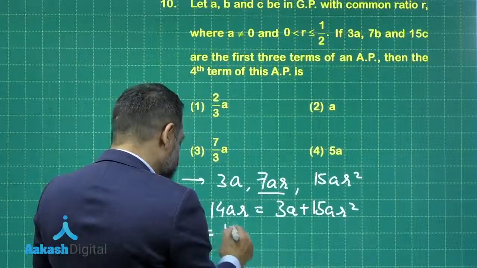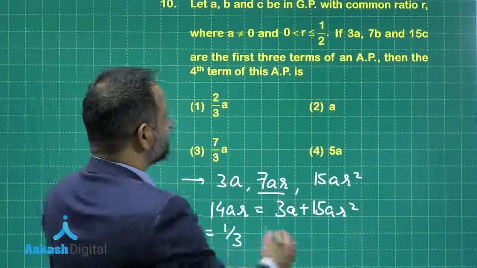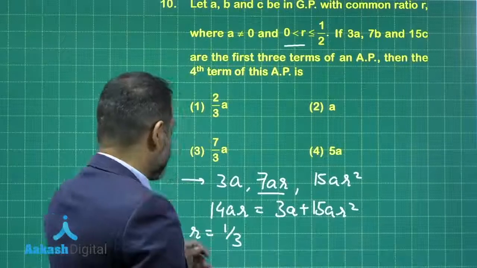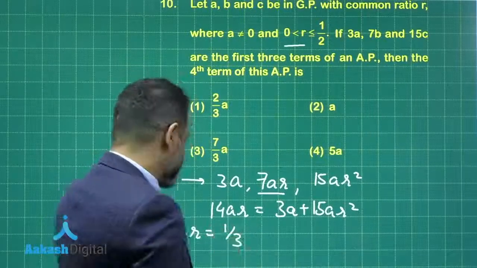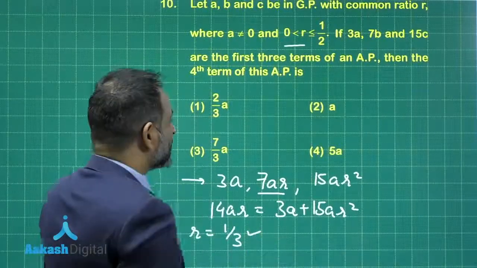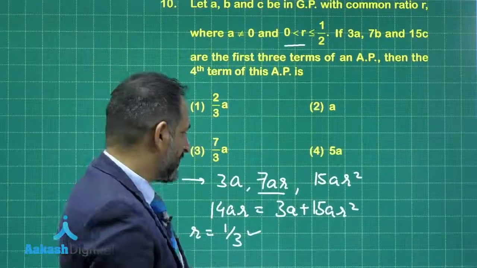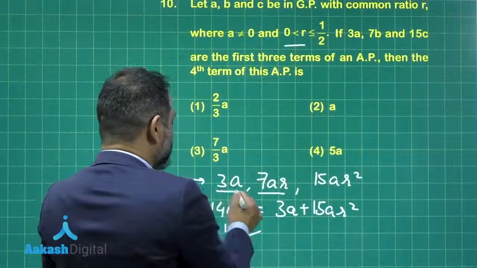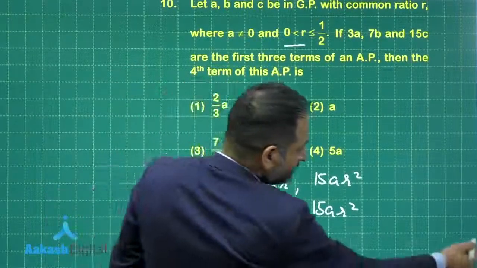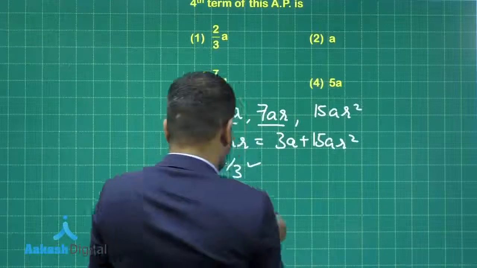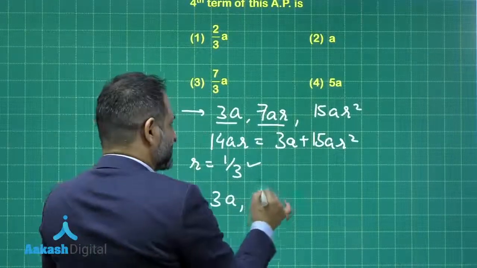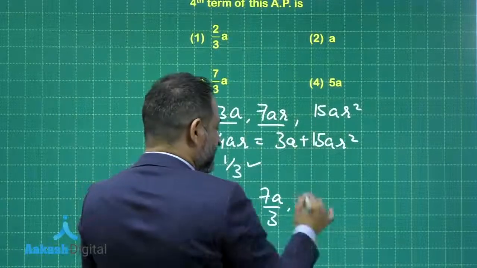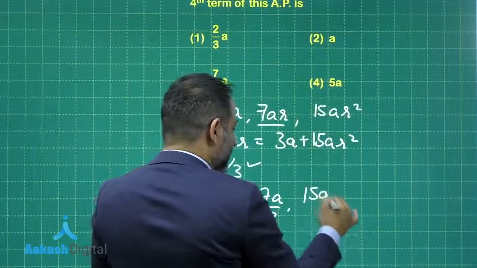that will come out to be 1 by 3, which is lying in this interval. There is another value as well, but it is not lying in this interval. So this is the only valid value. So R here is 1 by 3. So we know each and every term here. So first is 3A, second will be 7A by 3, and definitely the third will be 15A by 9.